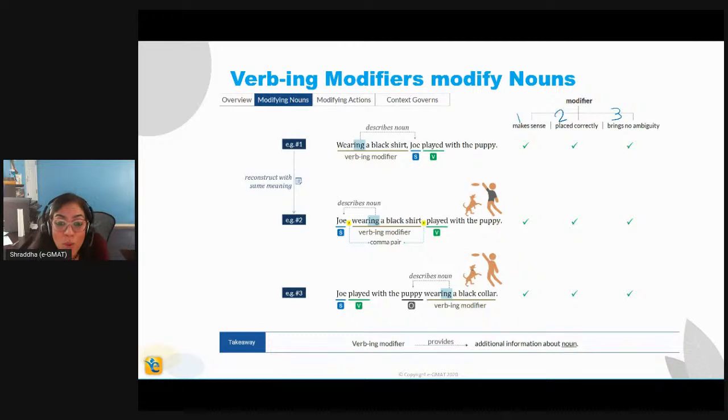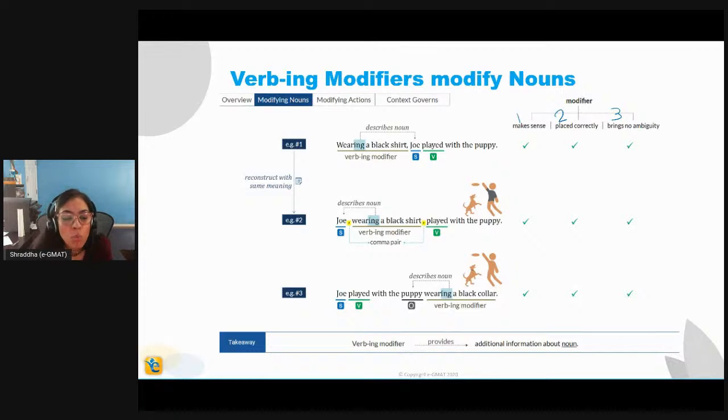"Joe played with the puppy wearing a black collar." Here, the verb-ing modifier "wearing a black collar" is modifying the preceding noun "puppy." So this is another structural thing with verb-ing modifiers. There is actually no comma before the noun that it modifies. So this is another way of writing this. This is how we use the noun modifier when we place it exactly after the noun that it is meant to modify. So once again, in this structure also, the sentence makes absolute logical sense. The modifier is placed correctly because it is placed right after "puppy," the noun that it is meant to modify, and there is no ambiguity whatsoever in the usage of this modifier.